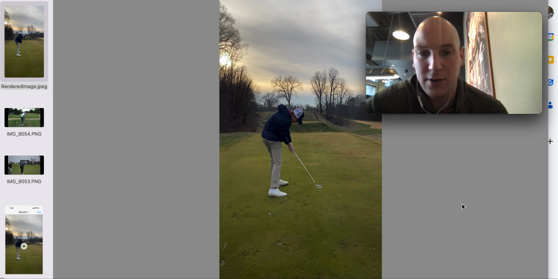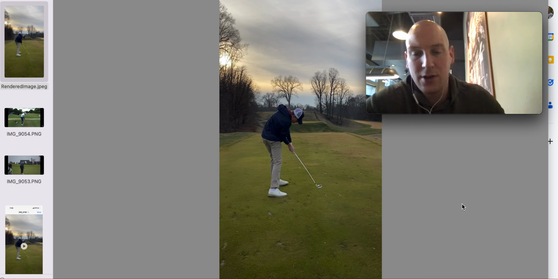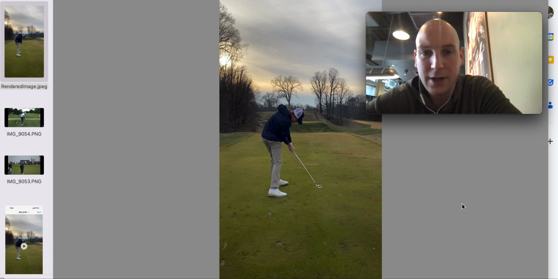What I want to do here is walk through the intersection of biomechanics, motor learning, movement control, and coordination, and how they all interact with one another in a real-life example. This is a golfer I work with who was telling me he was having some back pain recently.